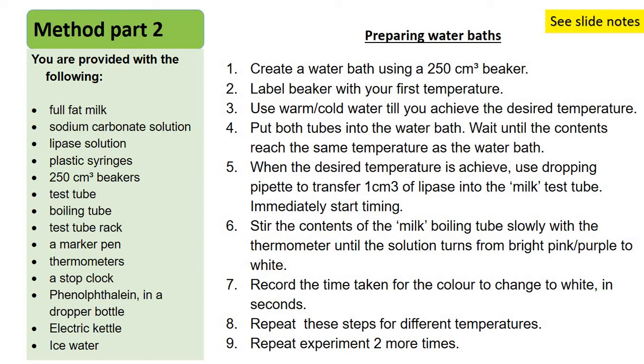Stir the contents of the milk boiling tube slowly, and that needs to be continual, okay, to help with the reaction. Slowly with the thermometer until the solution turns from bright pink to purple to white. Record the time taken for the colour to change to white.